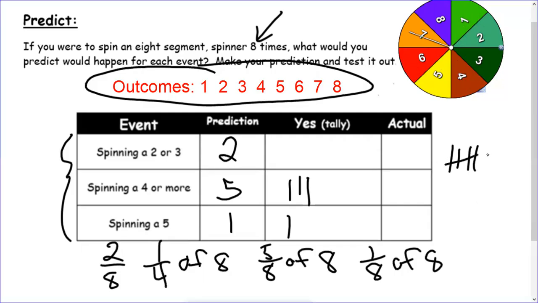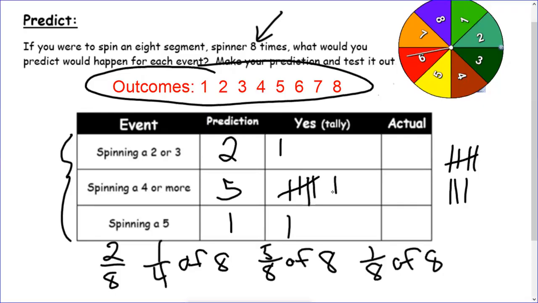Spin again here. Here's our fifth spin. We got a 3, so a 2 or a 3. 3 more spins. 7, so a 4 or more, that would go here. 2 more spins. 7. And 1 final spin. A 6. Okay. Well, let's see how we did.